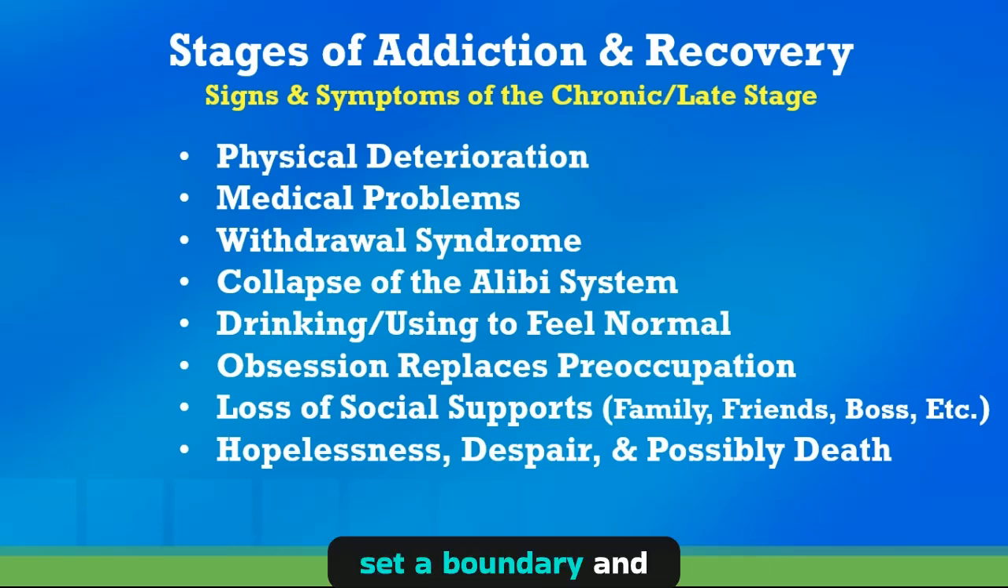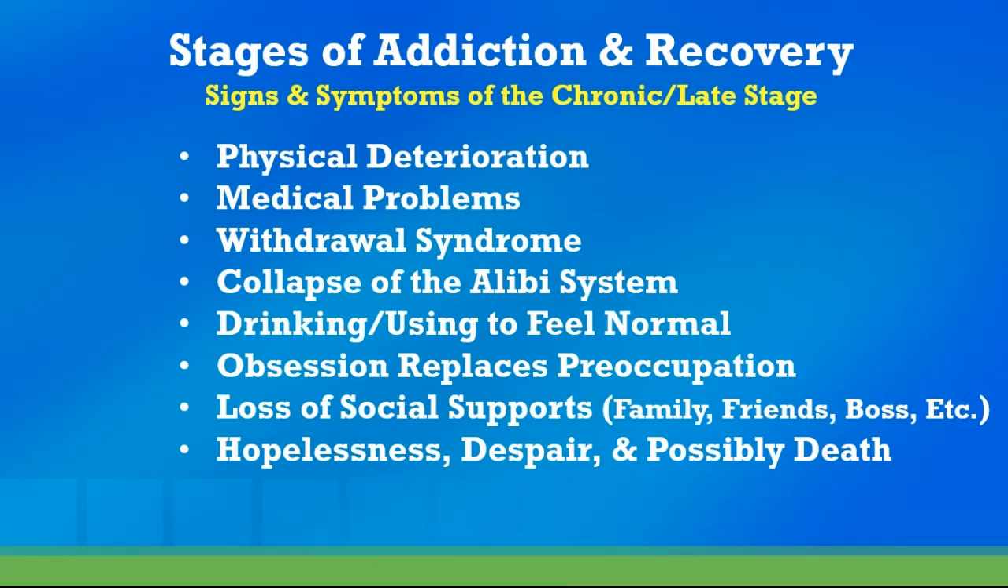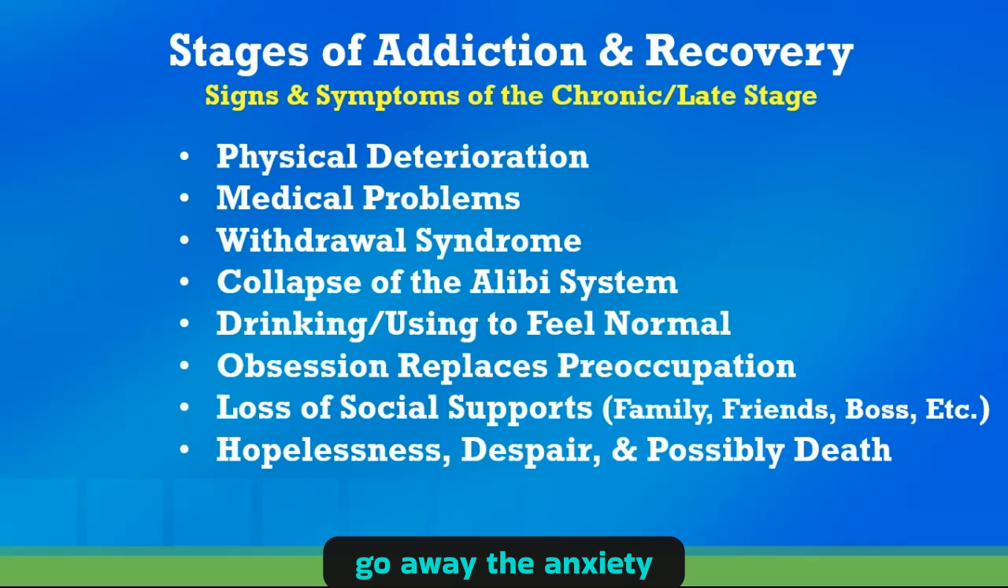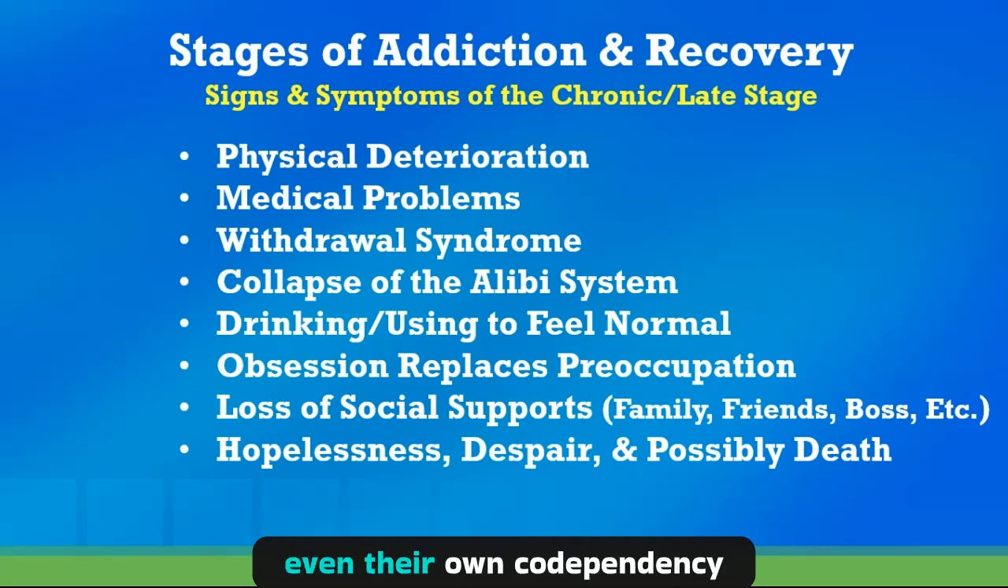There's a withdrawal syndrome with codependency. They may set a boundary and they may kick the problem person out, but 2 to 3 days later be suffering from aloneness too much and allow that person to come back just to make the withdrawal symptoms go away, the anxiety and the ache on the inside. There's a collapse of the alibi system. They can't make excuses. They can't cover it up. They can't hide it anymore. Not even their own codependency, because it's just too obvious.